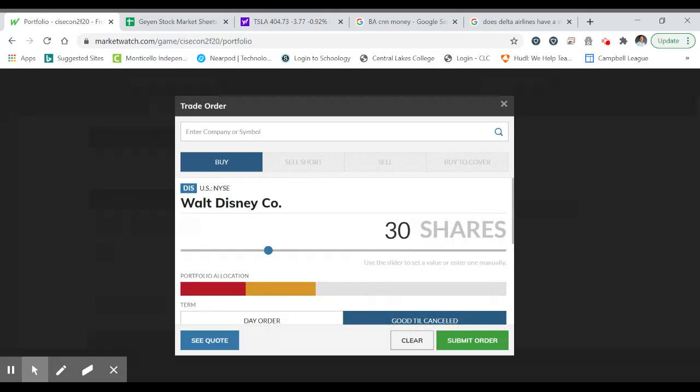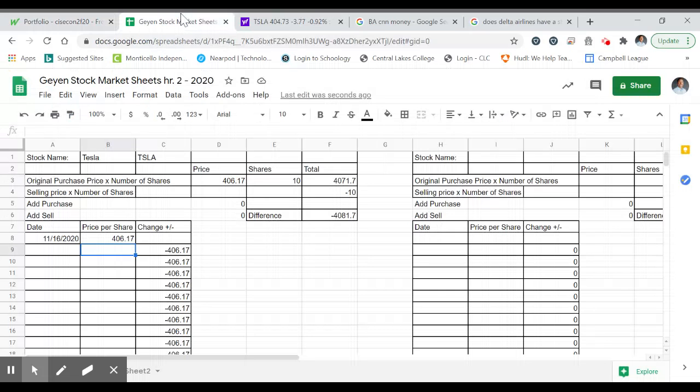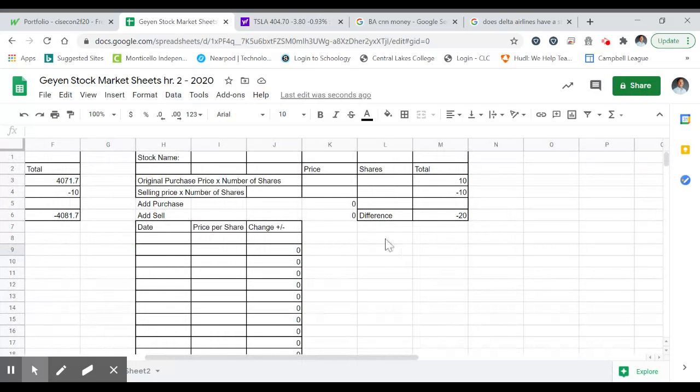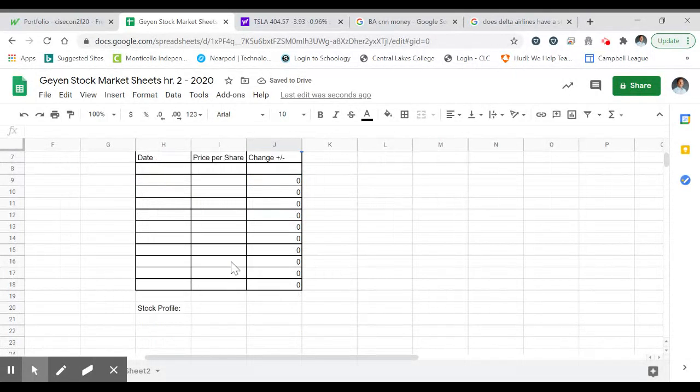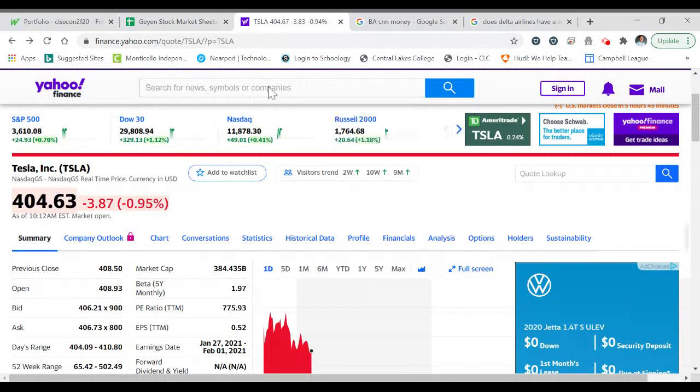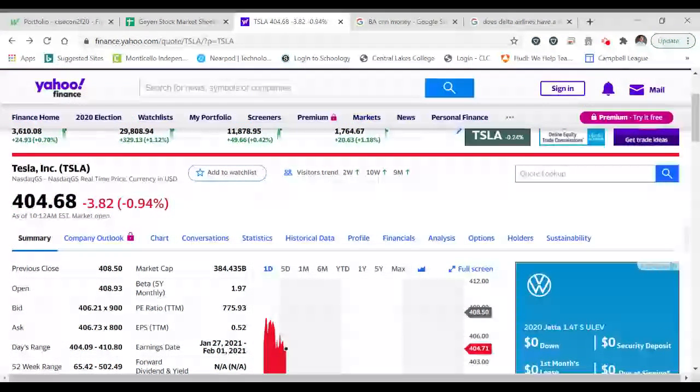But first I have to research it. So with this, I have to research the stock profile, why I bought the stock. So say if Disney is maybe one I want to buy, I'm going to type in Disney and its ticker symbol DIS here in the top. Now this is going to do all your calculations for you. So you won't have to calculate anything else out. But let's take a look at why I bought the stock. So first I'm going to go to Yahoo Finance and quote lookup right over here, quote lookup.